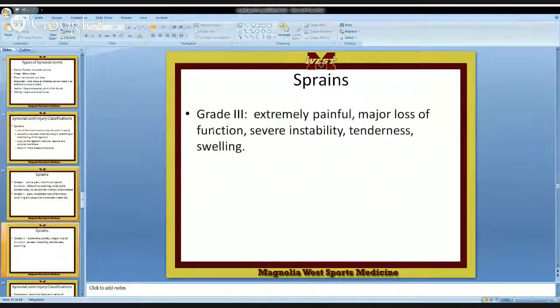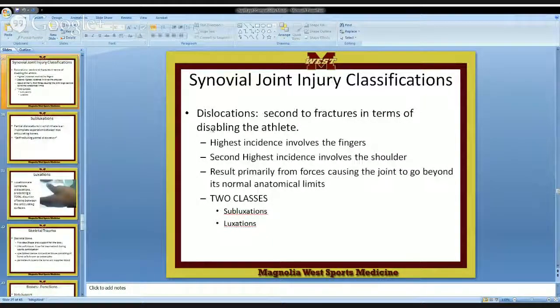Then on slide number 29, all right, where does the highest incidence of dislocations occur? Do they occur at the shoulder? No, they actually occur at the fingers. All right. So after 29, we'll go on down to number 30.